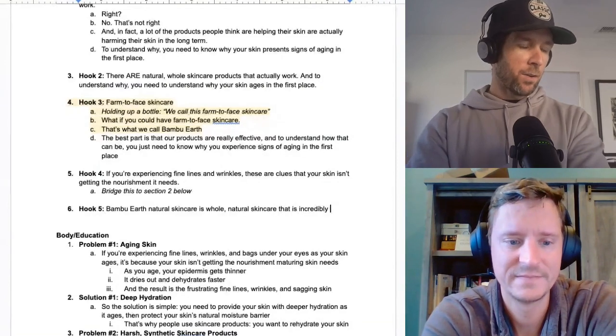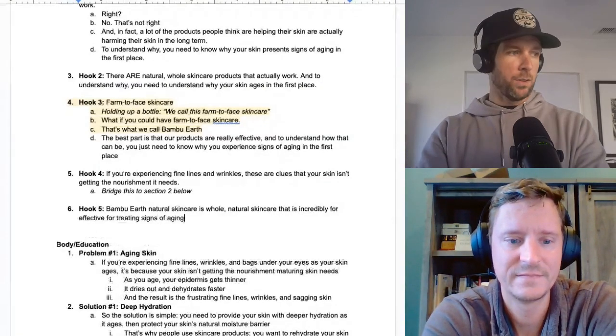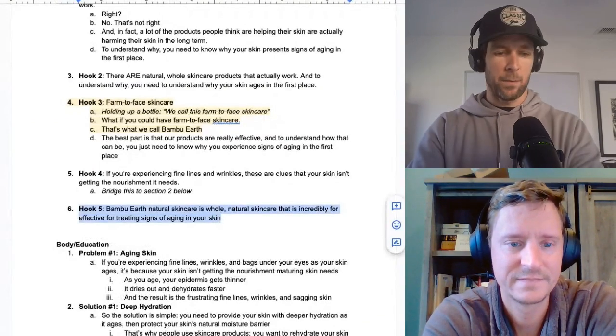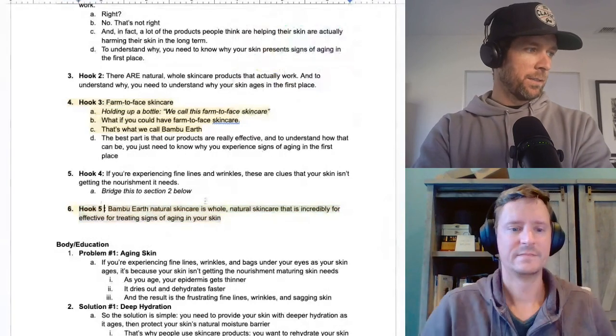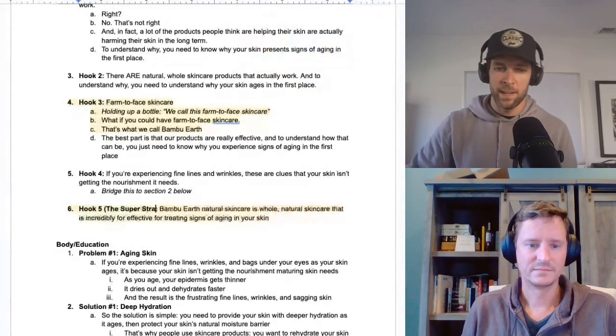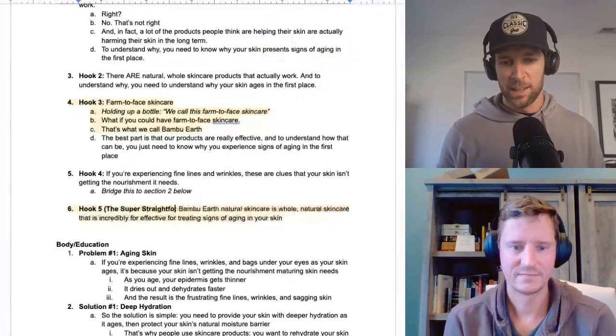Yeah. So again, I'm going to highlight that yellow. You need to go rephrase that. But the basic idea is, and I'll put this here, hook 5, the super straightforward hook. The idea here is to go straight in on what the core value proposition is from the jump.